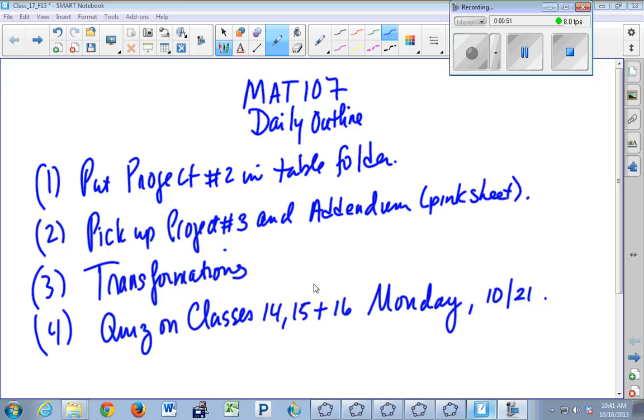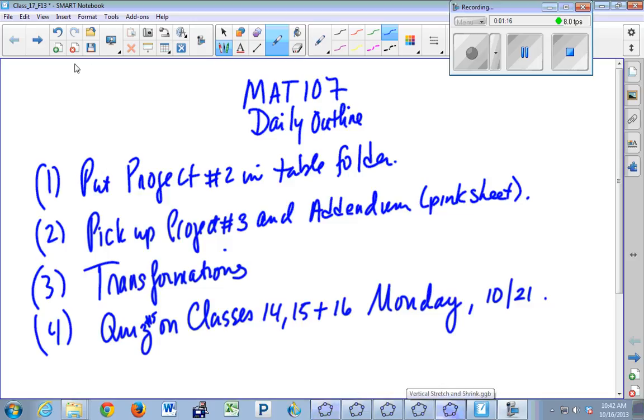This is all the linear equation stuff. It's slopes and finding equations for lines and linear regression. That's 14, 15, and 16. So I think that's quiz 5, if I'm right. Quiz number 5 on Monday. Okay.